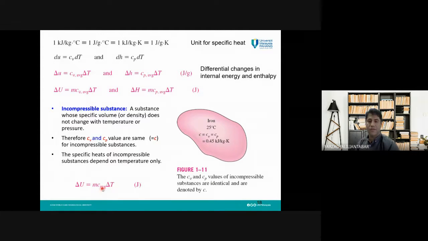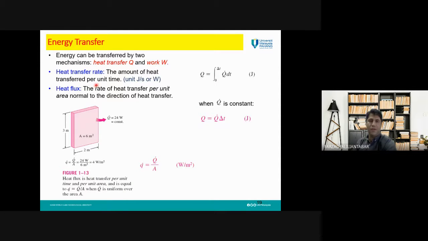I will show you the tables as well to find C for different substances at different temperatures. m is the mass of the substance. Delta T means T2 minus T1. Simply, you can calculate that. For C average, you need to know T1 and T2, add them to each other and find the average. Then for the average temperature, refer to the table and find C average. So this is for solids and liquids.